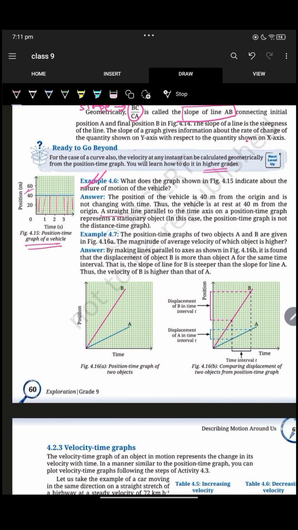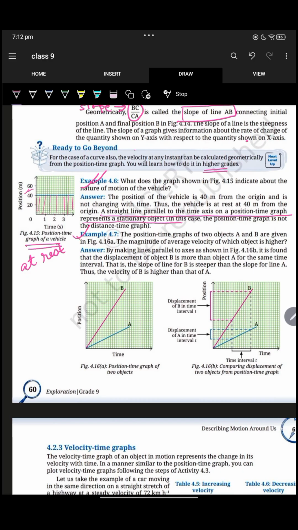So a straight line parallel to the time axis on a position-time graph shows that the body is stationary, is at rest. The body is at rest because it is a position-time plot, and with respect to time, the distance is not changing.